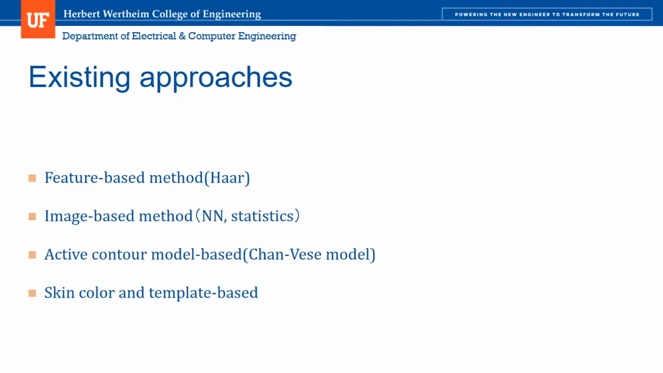As it has been researched for many years, many methods have been developed to achieve facial recognition. Since there are too many approaches, here are listed 4 popular ones. The feature-based method like Haar Cascade classifier, which is used in this project. The image-based method like neural network and some statistics methods. Active contour model-based method like Canvas model, and skin color and template-based method.